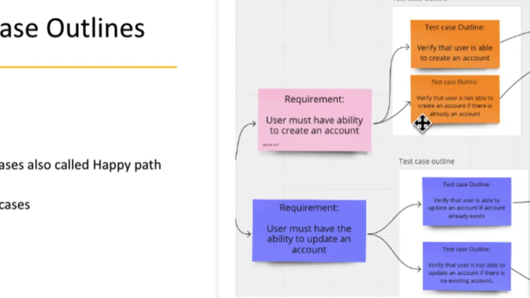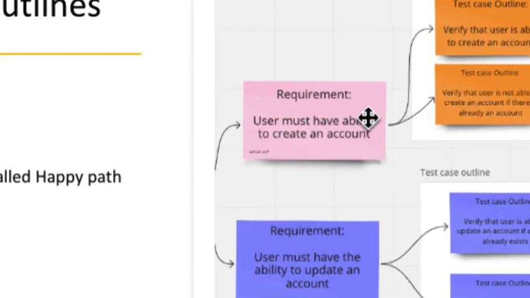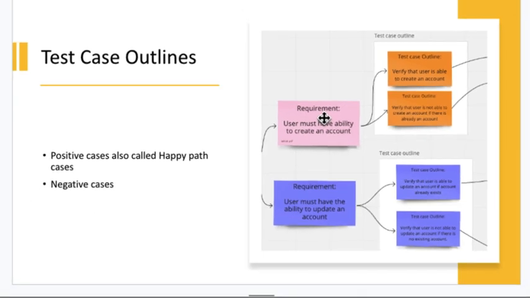And the other one says verify that the user is not able to create an account if there is already an account. So if there is an existing account with the same first name and last name, the system should not allow create an account. So that's how you read a requirement, and then you create different outlines.